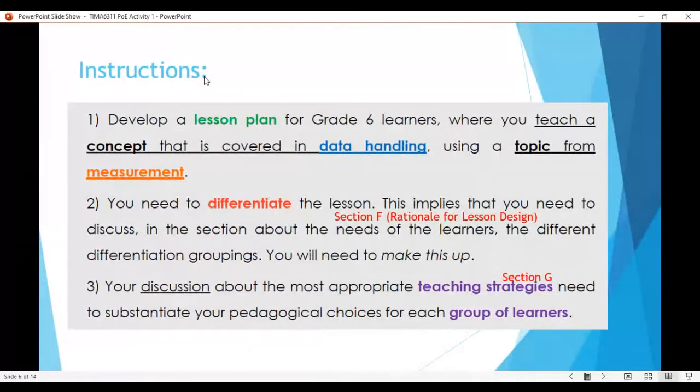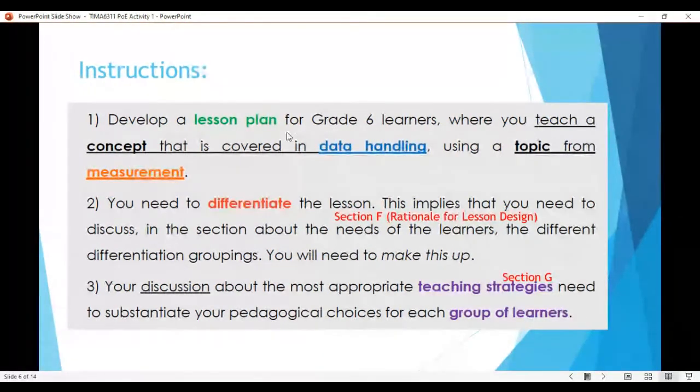So the instructions are to develop a lesson plan for grade 6 learners where you teach a concept that is covered in data handling. For instance, new to grade 6 is double bar graphs. So you can teach that in your teaching and learning phase. Also new to grade 6 learners is median and mode.